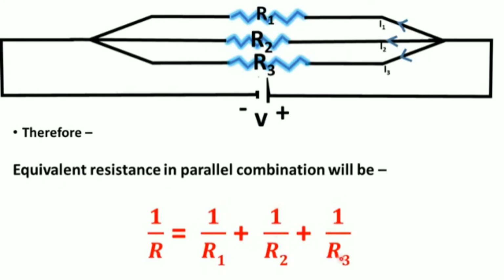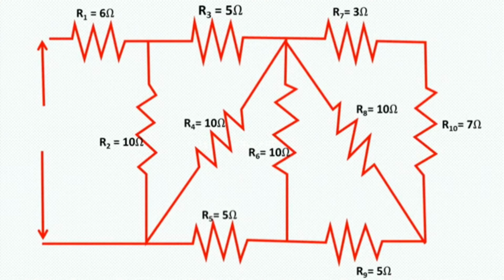This is the expression for equivalent resistance. Now we will try to understand this concept of series and parallel combination by this example. 10 resistors are connected in series and parallel combination in a mixed way. We have to find the equivalent resistance of this combination. R equivalent, what will be its value, that we have to find.